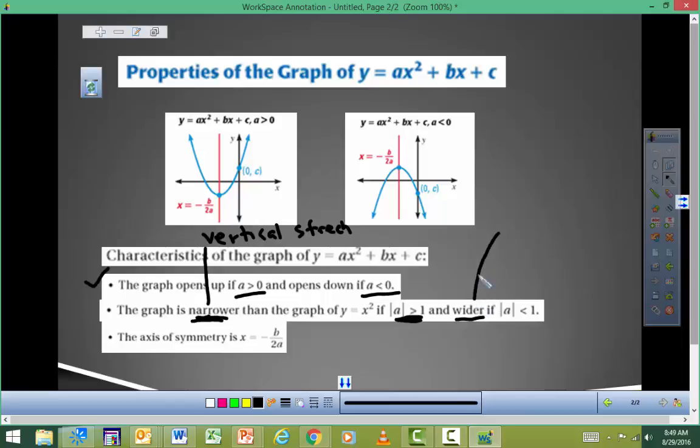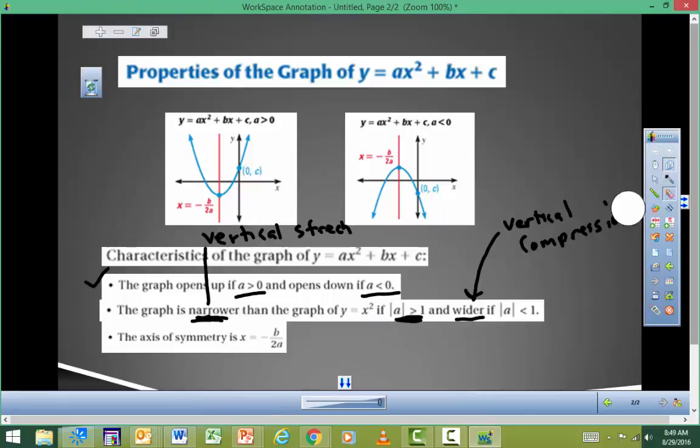And this one we call a vertical compression. It's like you're flattening it. It's like you've taken your hand and you're flattening the curve out. So it's a vertical compression. Alright, you don't have to write these down because we're not taking Cornell notes, but anyhow, those are some things that we learned.